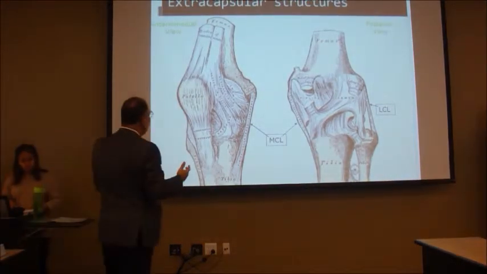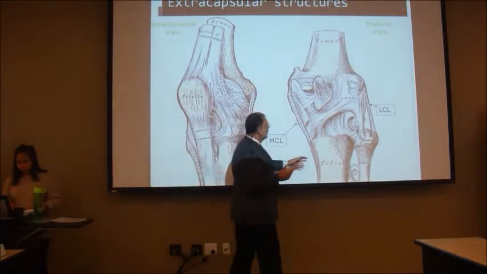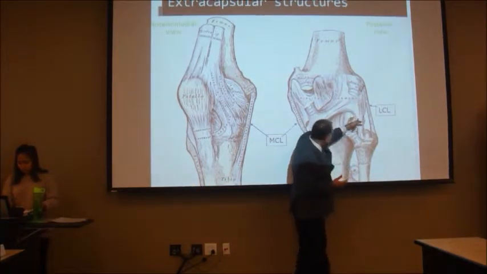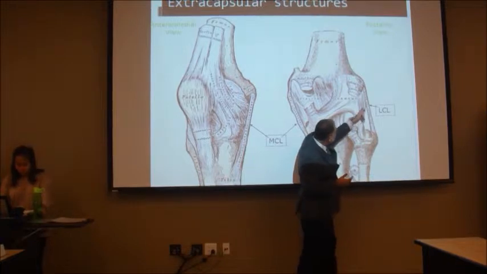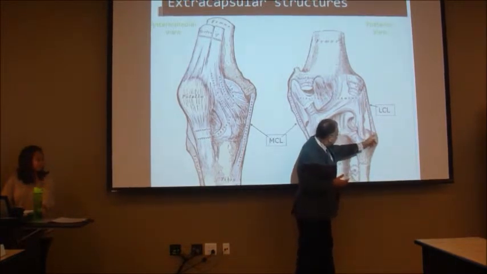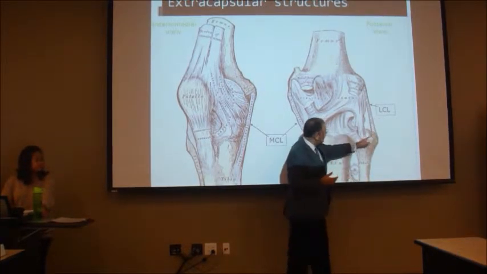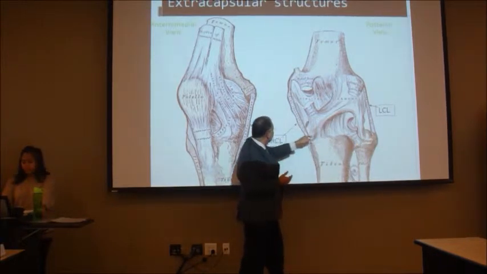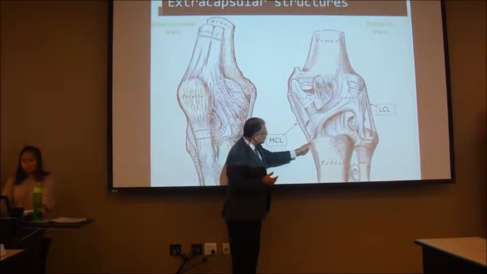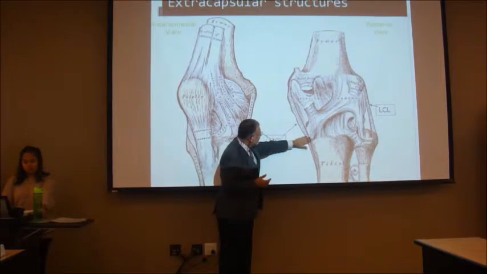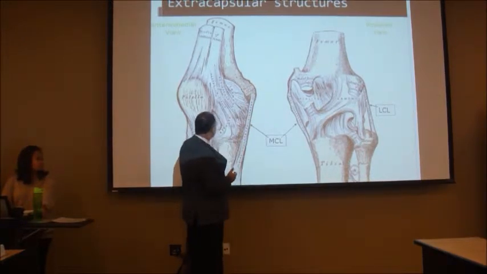Probably just to show how the lateral collateral ligament, some fibers will go into the tibia, but most of them are going to be directly into the fibular head. So the lateral collateral goes into the fibular head. The medial collateral ligament reaches the tibia and part of the medial meniscus.